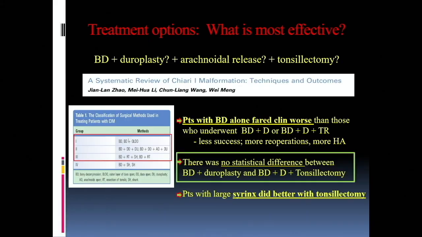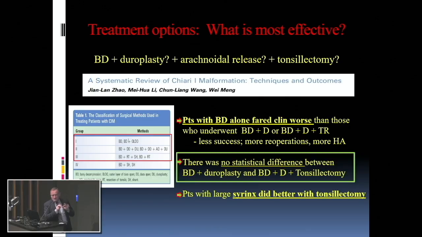So when you compare the 3 groups, the basic take-home message is patients with bony decompression alone fared clinically worse than those that had more done. So the bony decompression alone fixes part of the constriction, but does not allow for more space for the fluid to get around. So I have abandoned this particular approach. Less success, more reoperations, more headache, right? Because you had the operation, but you didn't benefit from it.